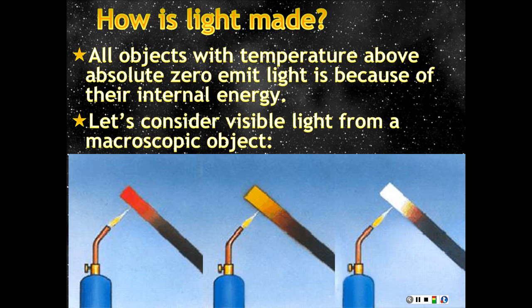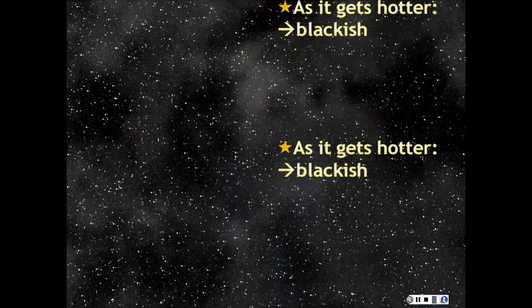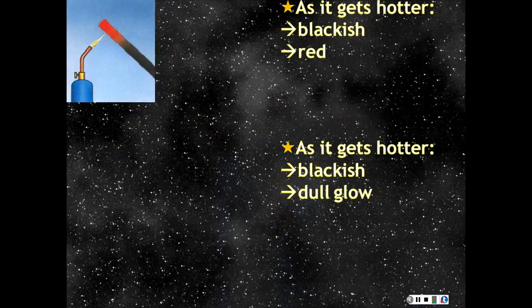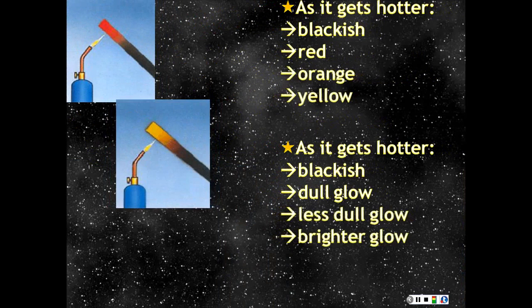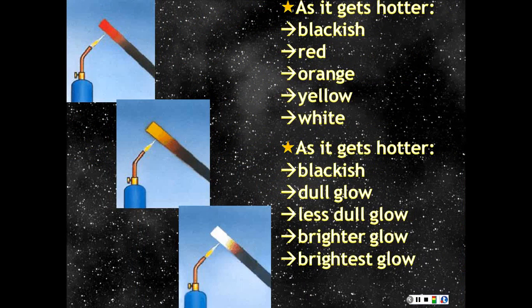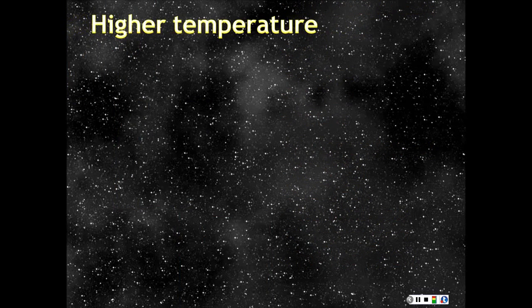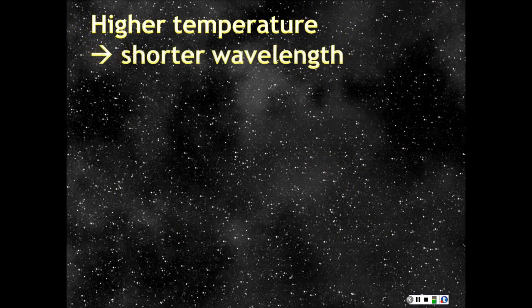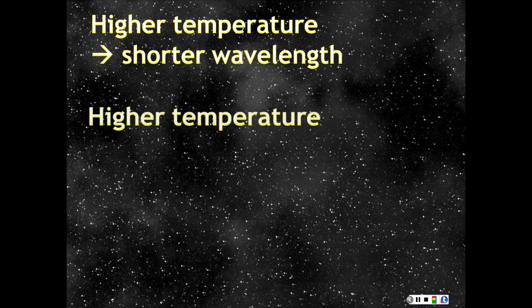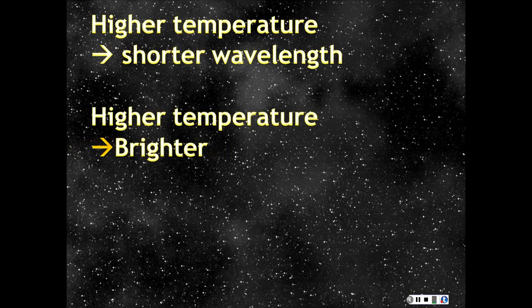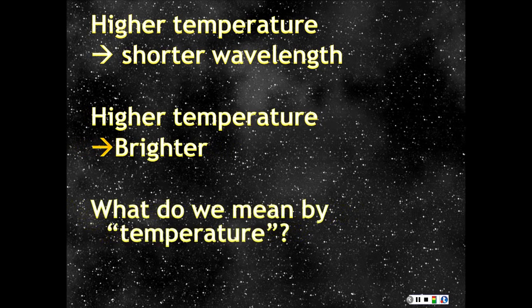What is it that we're actually seeing? Well, we're seeing it go from blackish to red to orange to yellow to white. At the same time, it's going from blackish to a dull glow to a bit brighter to brightest. Now, in each case, we understand that it's a hotter temperature. At a higher temperature, we have shorter wavelengths. At shorter wavelengths, we have more energy. But also at a higher temperature, we're seeing it brighter. We're getting more photons.